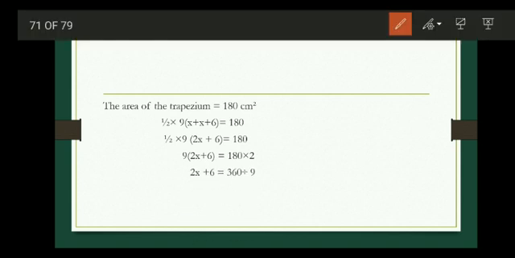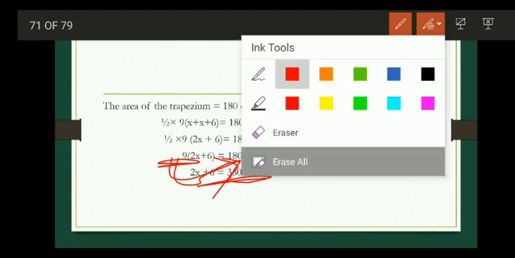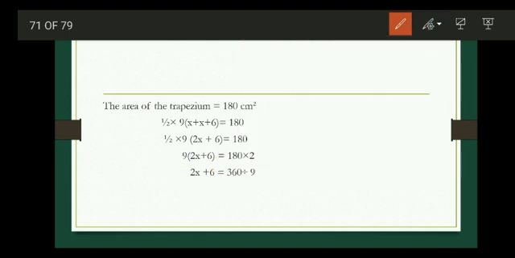360. So if you take this 9 to the other side of equal to, here it is in multiplication. So when it goes to this side, it will be dividing the 360. Okay. So 360 divided by 9. So divide 360 by 9.